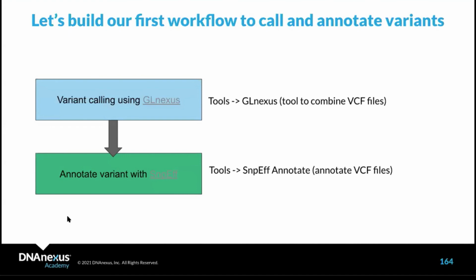So we're going to use some pre-built apps on the platform. So we are going to use DNAnexus. So our idea is we want to take in a bunch of input VCF files. We want to combine them into a single VCF file using DNAnexus. And then we want to pass that merged file into SnpEff to annotate them with various kinds of functional information.